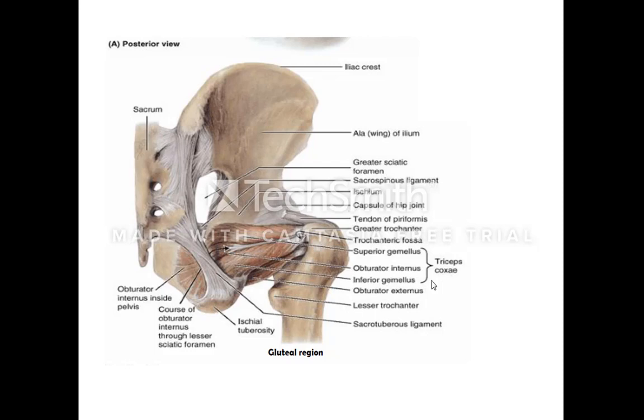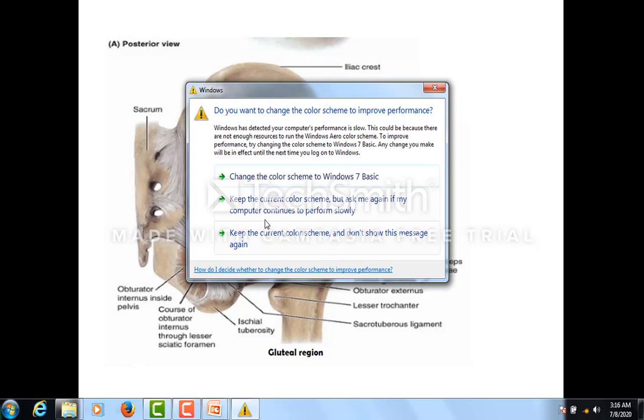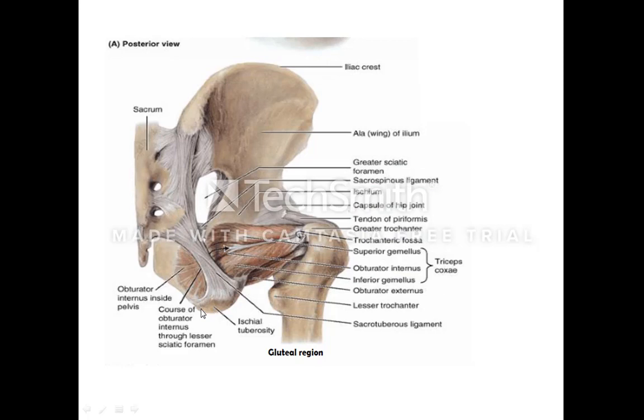As you see here, this is the sacrotuberous ligament, and this is the sacrospinous ligament. Again, if we go back to the bone, we can see this is the greater sciatic notch, and this is the ilium, and here this is the ischial spine. And this is the ischial tuberosity. And this is the sacrum, and this is the coccyx.